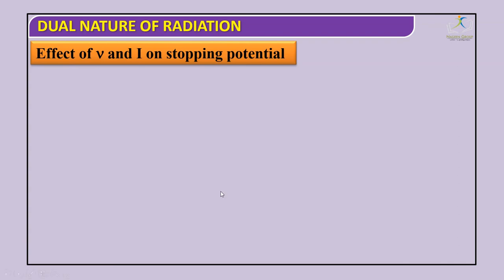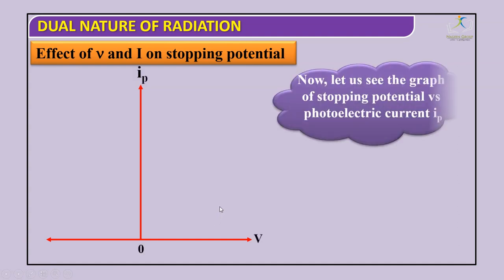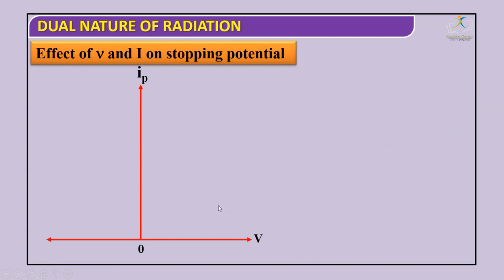First, the effect of frequency and intensity on the stopping potential. I have taken two sections of a graph where the x-axis carries the potential and the y-axis carries the photoelectric current. The potential which we have taken here is the stopping potential.